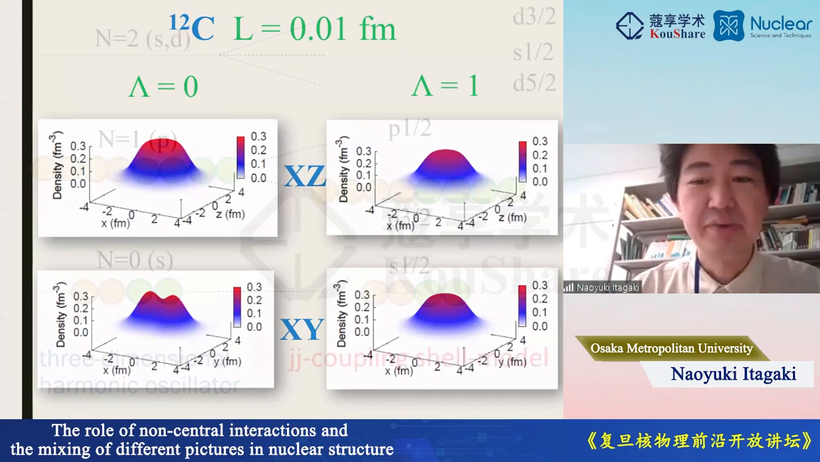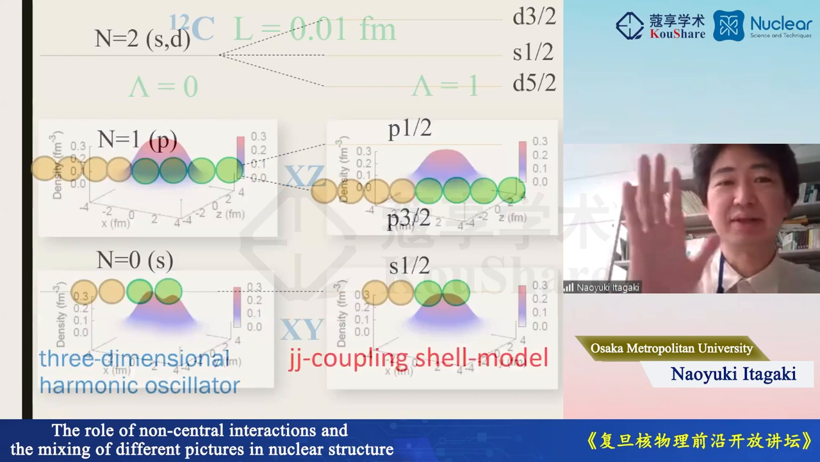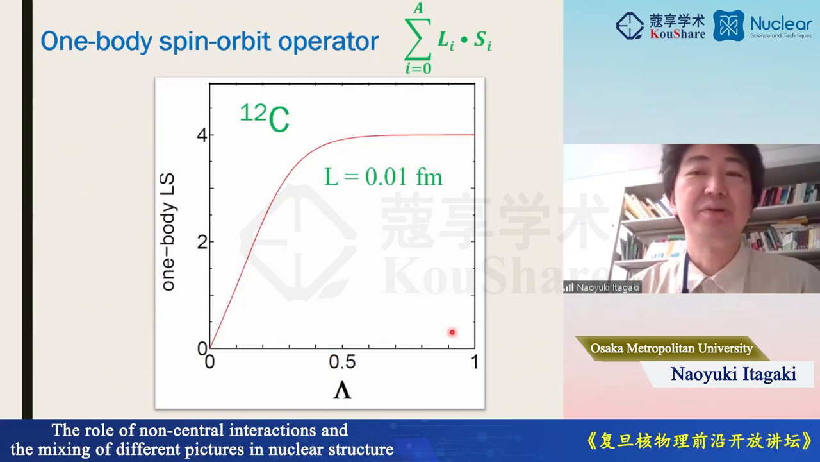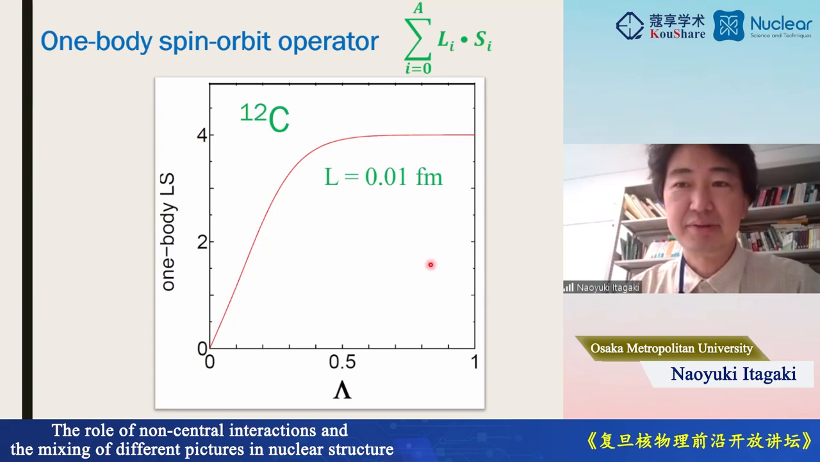And we can prove that this is correct. What we are doing is a correct transformation from the three-dimensional harmonic oscillator wave function to the JJ coupling shell model wave function. And we can prove it. To prove it, we introduce one operator, which is the L dot S one-body operator. This is a very good measure of clustering, because for the traditional Brink model, the cluster model, this value is zero. So lambda equals zero is the traditional cluster model, and this operator is zero. The one-body operator is zero.